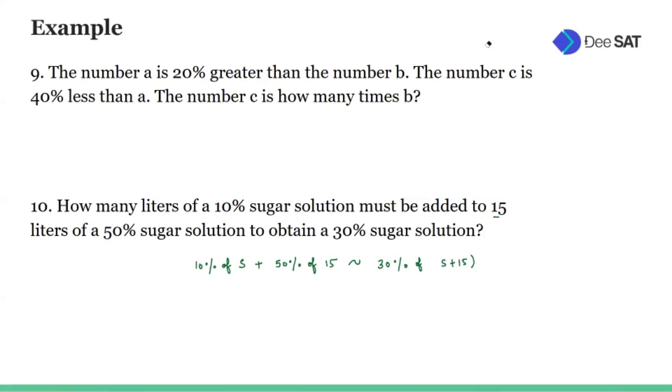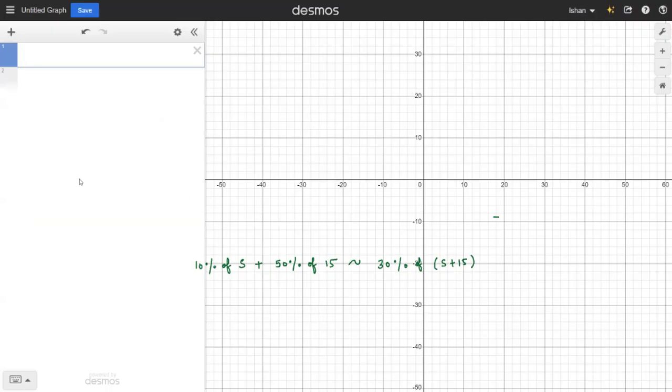So no need for the square brackets over here. You can use simple parenthesis. Let's see. So 10% of S plus 50% of 15, a sign of regression, 30% of S plus 15. You will see that the value of S also comes out to be 15.